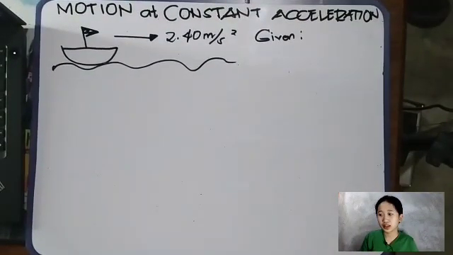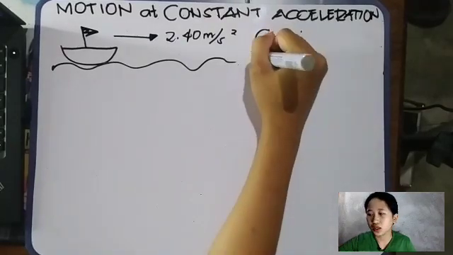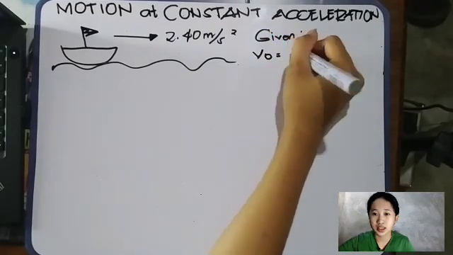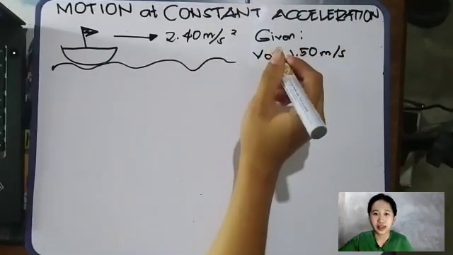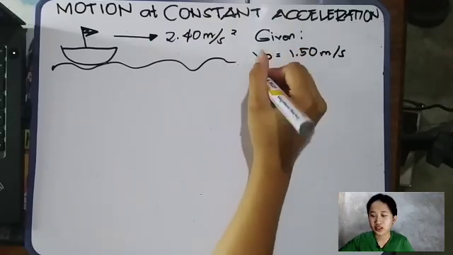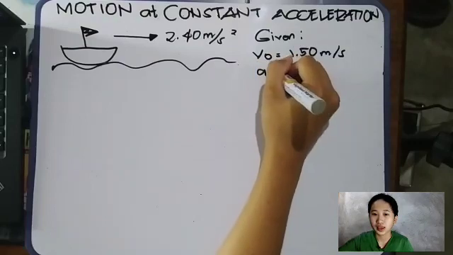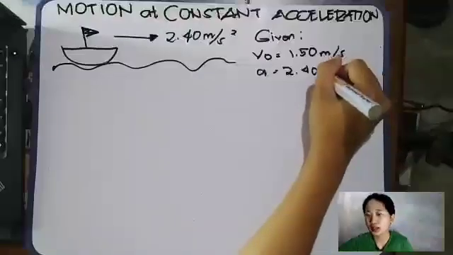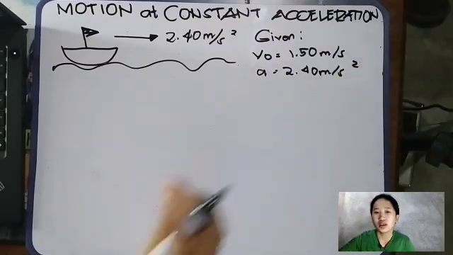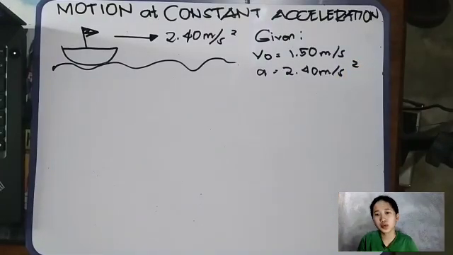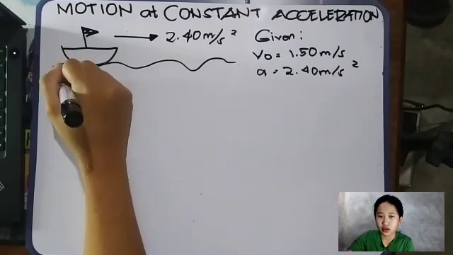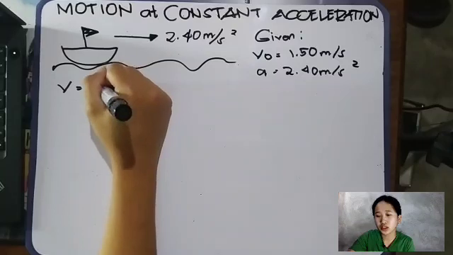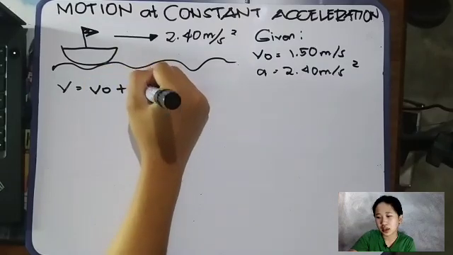So, isulat muna natin yung mga given. So, ang initial velocity is 1.5 meter per second. Then, yung 2.40 meter per second natin is yung acceleration. a is equals to 2.40 meter per second squared. So, ang gagamitin nating formula is yung sinagot natin sa last. Ang formula na yon is V is equals to initial velocity plus a times t.